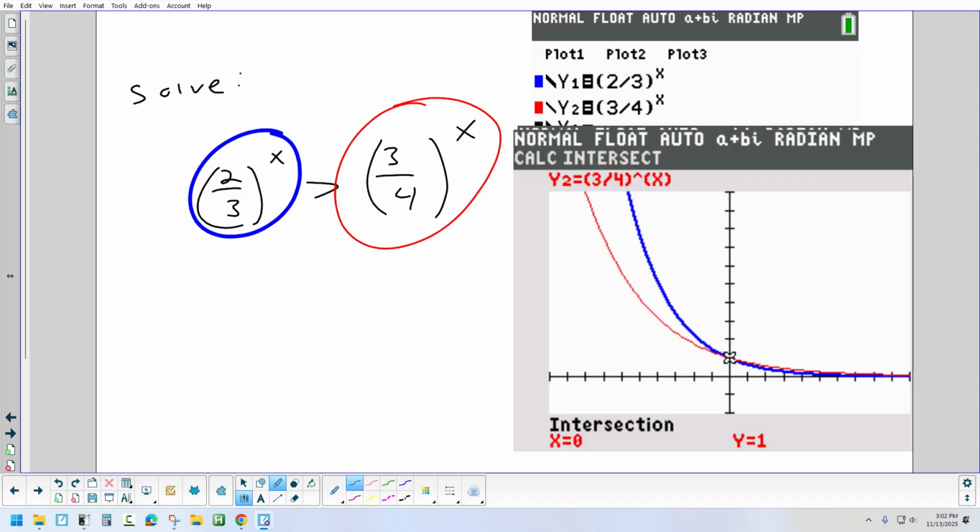Less than? Right, we want all values less than 0. That's the area where the blue graph is above the red graph. So it's every value of x less than 0. Any question on solving something like that graphically? Because when you go greater than 0, then the red graph goes above, and that's not what we want. We want the blue graph above.